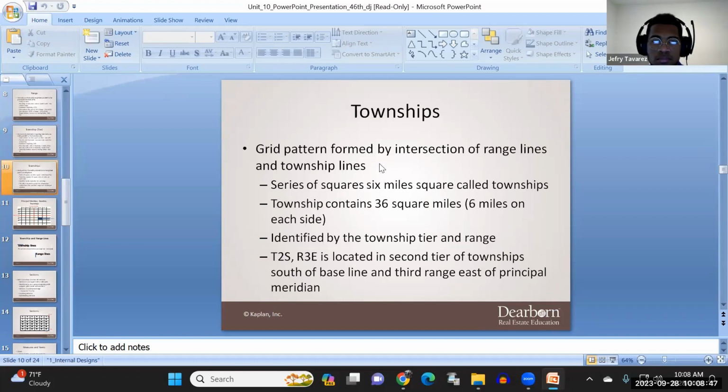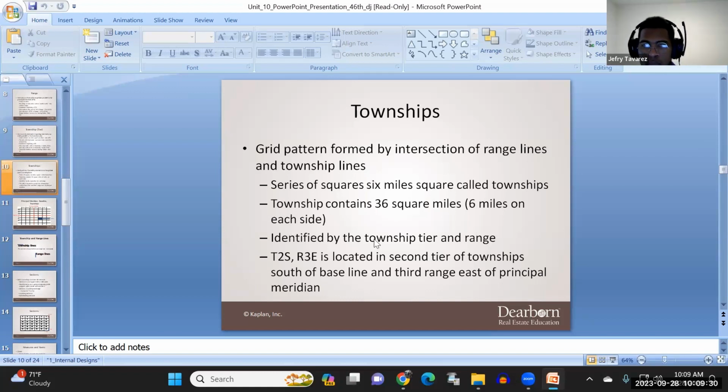Okay, so a township is a grid pattern formed by the intersection of range lines and township lines. So remember, range lines go every 6 miles this way. Township lines go every 6 miles this way. So those little sections that these lines create are called townships. And because they're 6 miles apart each way, those townships are 6 miles by 6 miles square. So they're 36 square miles per township. So each square created is 36 square miles. Does that make sense? It does.